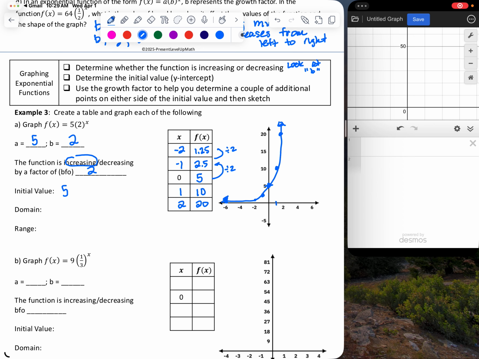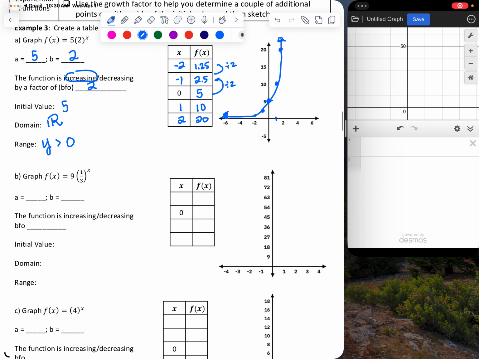Now, once you have the basic shape of your graph, that allows you to get the domain and the range. Now, for the domain, it goes forever to infinity, negative infinity to the left, positive infinity to the right. So the domain must be all real numbers. Now, the range, it never goes below the x-axis. It stays in the positives. So the y values, because they stay in the positives, they must all be greater than 0.